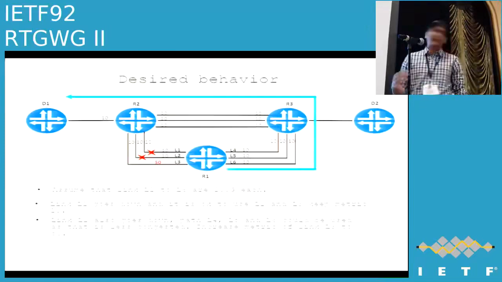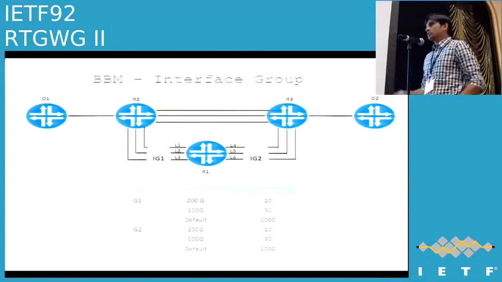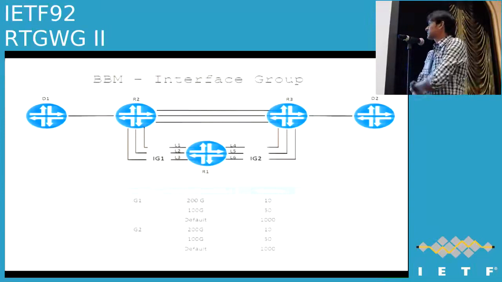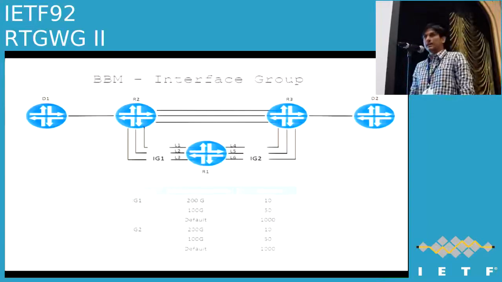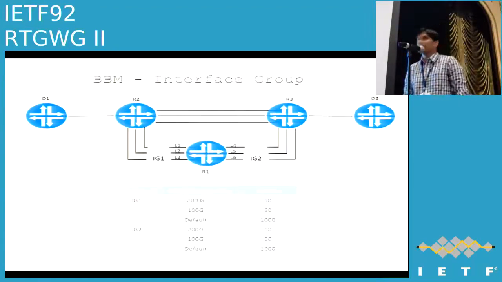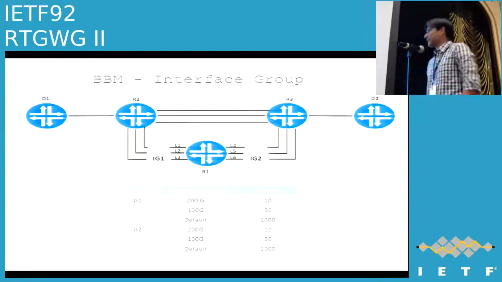To solve this problem, we have come up with a solution which talks about grouping these links into L3 bundles. For example, L1, L2, and L3 are bundled as group 1, which is going towards router R2, and L4, L5, and L6 are grouped in a different group, which is going towards R3 and finally reaching the destination D1. So these are the alternative paths. We have grouped into two groups now, and the configuration we have kept almost symmetric. It can be anything. We can play around with it.